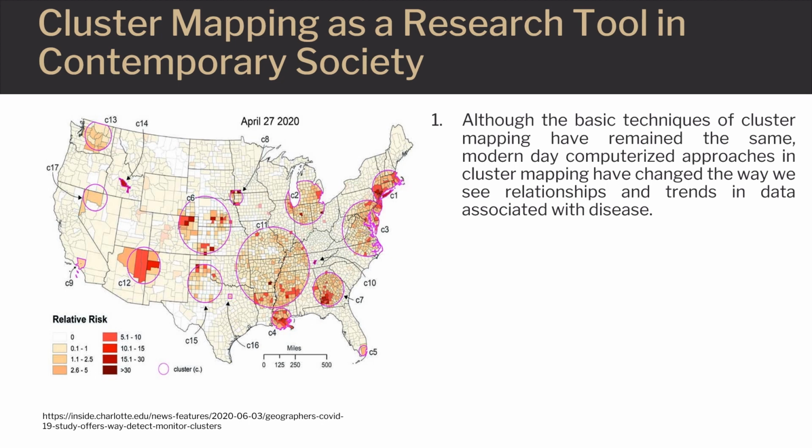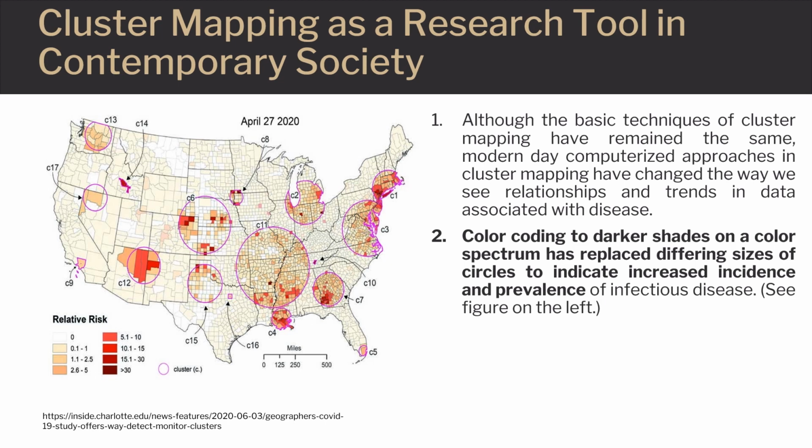Although the basic techniques of cluster mapping have remained the same, i.e. geographical display of infectious disease cases as a function of amount and location of infection, modern-day computerized approaches of cluster mapping have changed the way we see relationships in surveilled parameters for infectious disease. More frequent computerized displays are noted by darker shading of colors, representing increased intensity or frequencies for a given infectious disease parameter, such as incidence, mortality, prevalence, and risk.